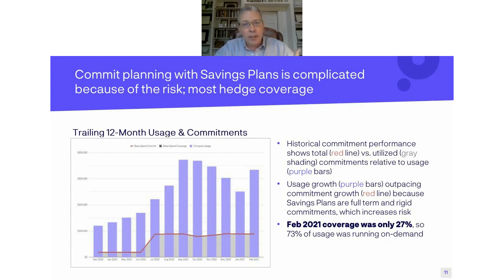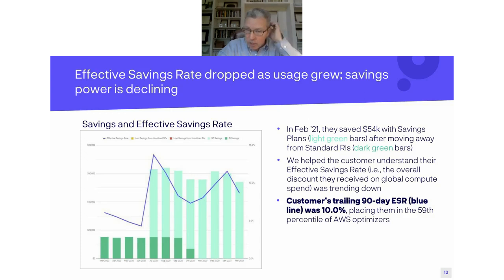And so they intuitively didn't have a way to understand how to think about risk. And the way that they were using the compute savings plan tool did not allow them to manage risk. So they hedged and they left more of that usage subject to on-demand rates. So now we go and we ask the question, okay, well, let's understand the impact on effective savings rate.